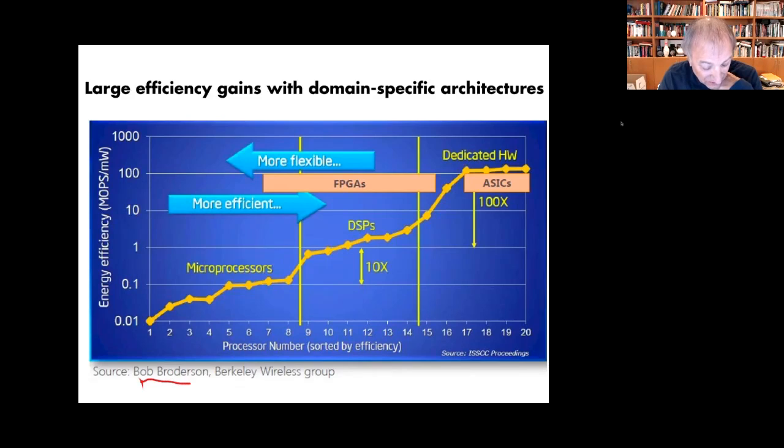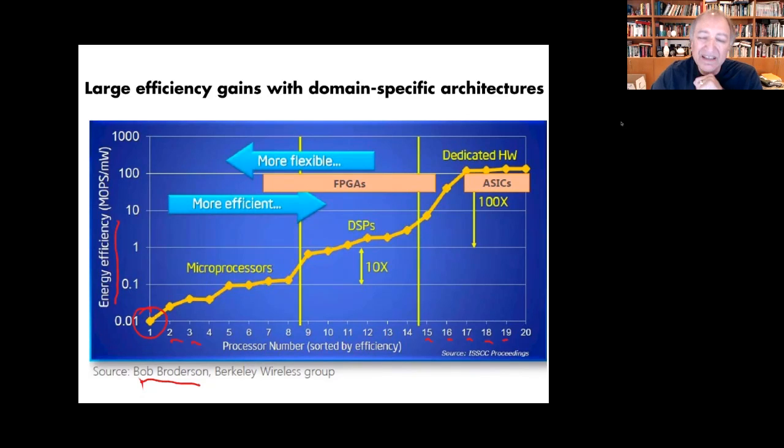So this is a sort of a chart by Bob Broderson, where all we have here is different processor designs. These are just various designs that people have made for different kinds of computing elements. And then what we have is energy efficiency, which is how much energy it takes to do a particular operation. And you see there's this incredible range in efficiency.